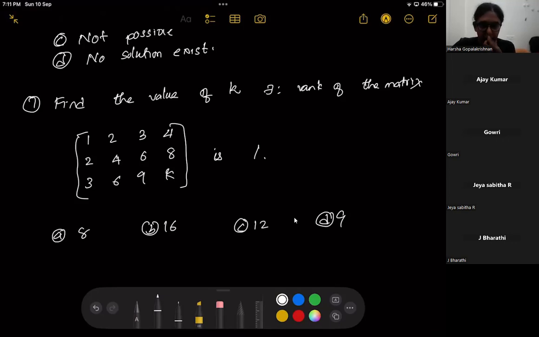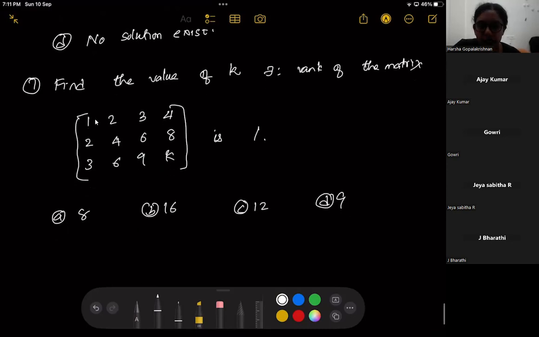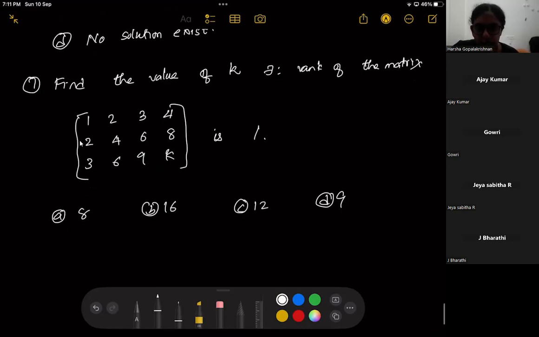So option C is the correct answer. This is just by examining we can see. Here, the second row is just a multiple of the first row. Just multiplying with 2, we will get the second row. So rank should be 1 means that after some elementary row operations, only one row should exist as a non-zero row. All others should be 0 rows.